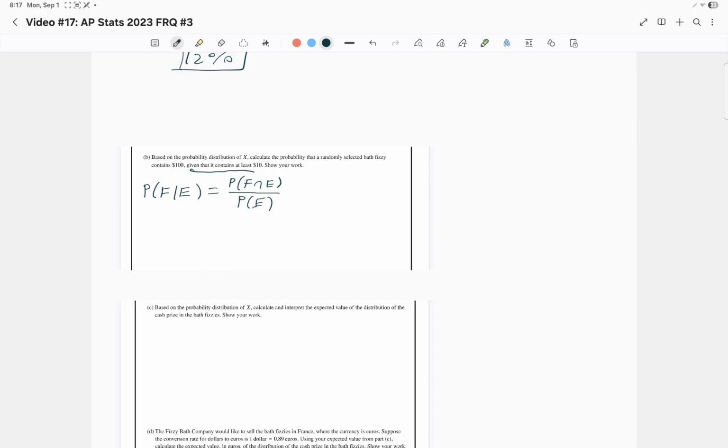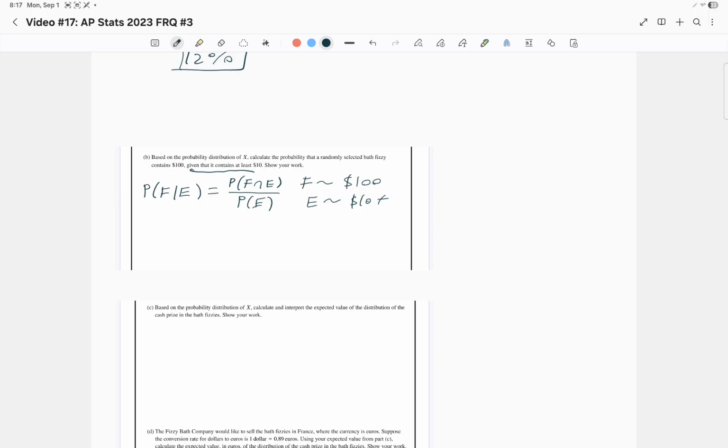So let's say F is the event that we get $100, and E is at least $10, so $10 or more. That's what that means. E is the event we get at least $10. F is the event that we get exactly $100. We get the $100. We win.